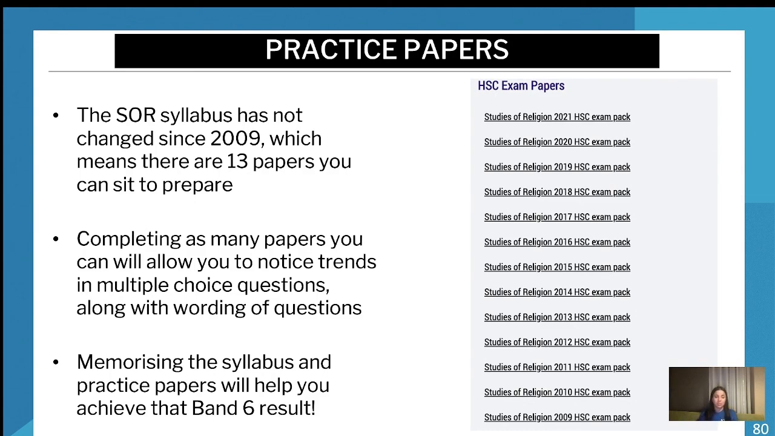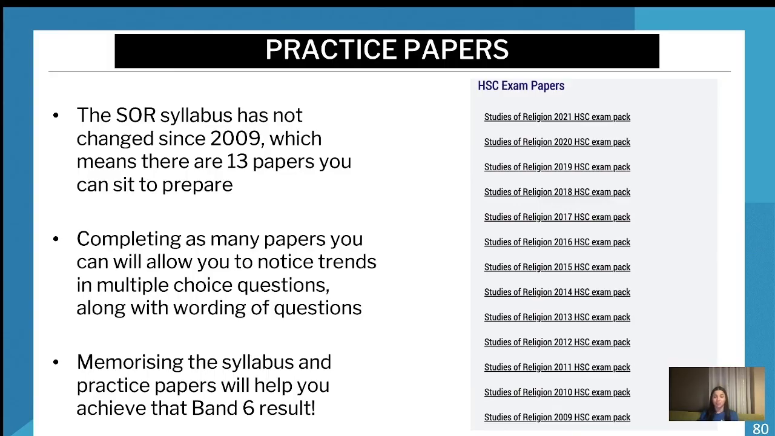It starts pretty good with the multiple choice and you get a 5 marker, then you're jumping into the short answers and then you're going into the essays, so everything is kind of progressing and it's all getting you ready. But memorizing the syllabus and practice papers will really help you achieve that band 6 result.